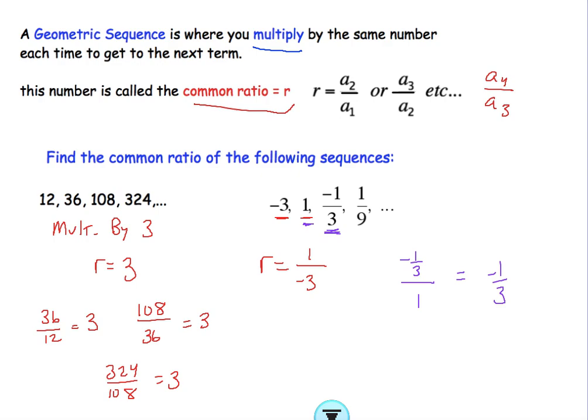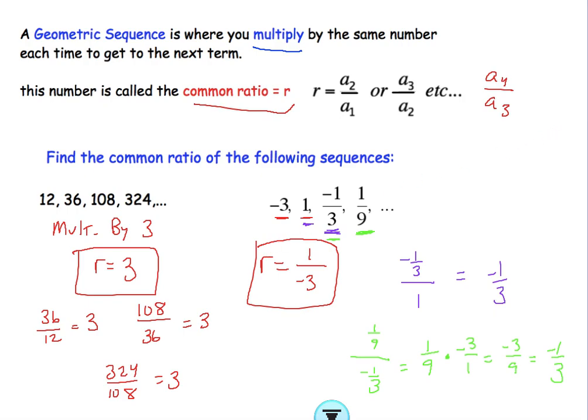Or if I took the 1/9 term and I divided it by the term in front of it, which was -1/3. Now here I've got a fraction within a fraction. So I'm going to take the top and I'm going to multiply by the reciprocal of the bottom, and I would get -3/9, which reduces down to -1/3. However you want to do it is totally cool. Some people just can look at the list and they can figure out what they're multiplying by each time, but it is an option to use this idea of the common ratio.